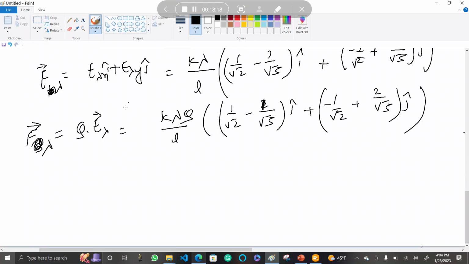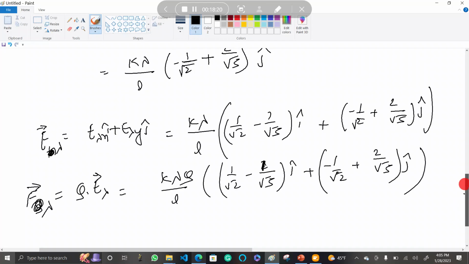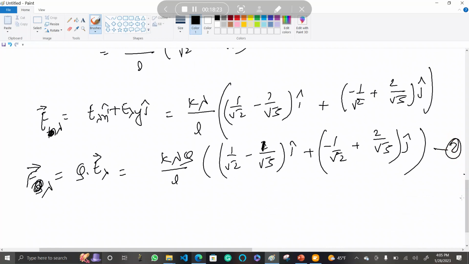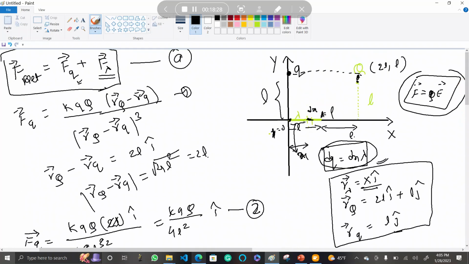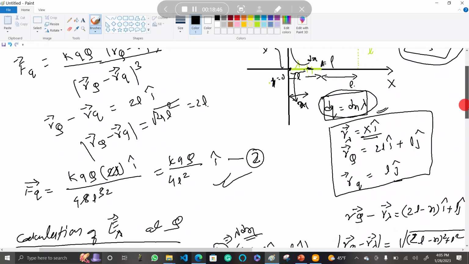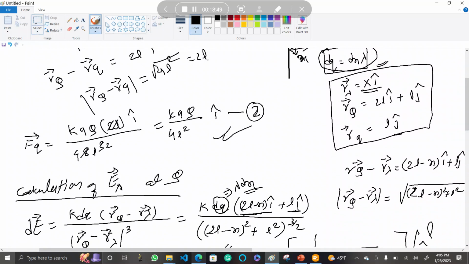Now the total force, this is expression 2. Expression 2 is the force because of the line charge lambda, and this is the force because of the charge Q. So Q also gives some force, and this also gives some force. So in order to calculate the net force on Q, we need to use the superposition principle. Let me mark this expression.